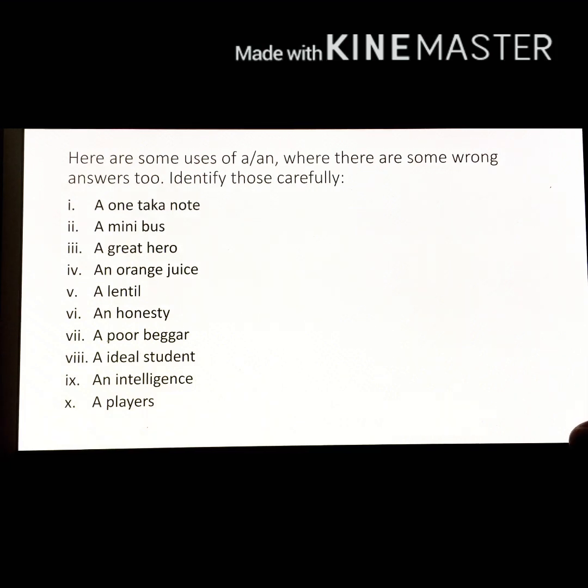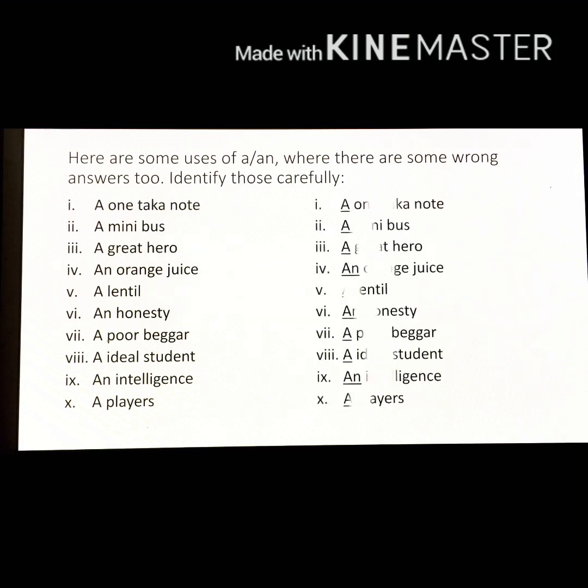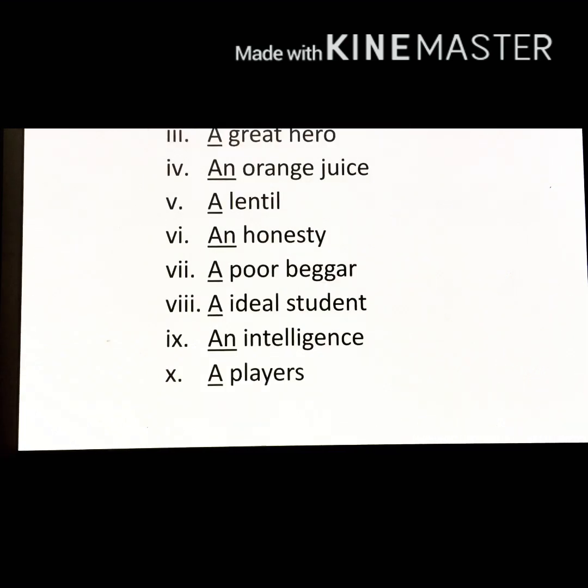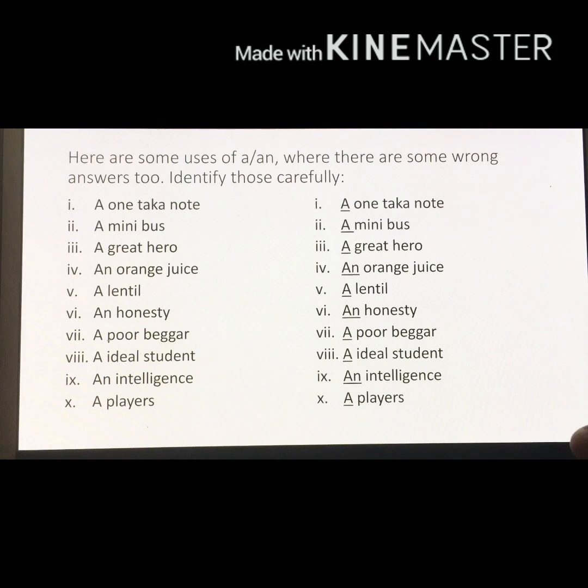A 1 taka note, a minibus, a great hero, an orange juice, a lentil, an honesty, a poor beggar, an ideal student, an intelligent, a players. Let us see what happened. You see, here an orange juice is the wrong answer because orange juice is an uncountable noun. A lentil is uncountable. Honesty is uncountable too.